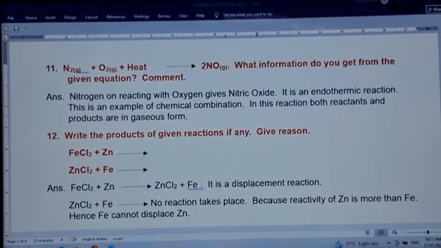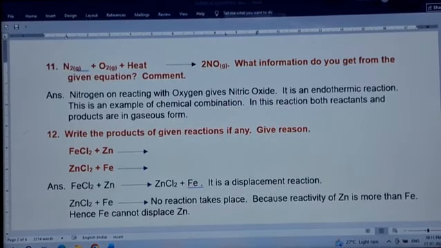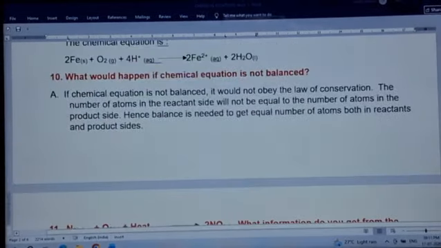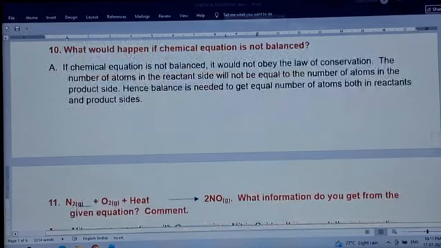Now in the previous class, I have done the chemical equations topic in physics SSA questions. I am dealing with 2 marks questions. Up to 10 I have done, what would happen if a chemical equation is not balanced.